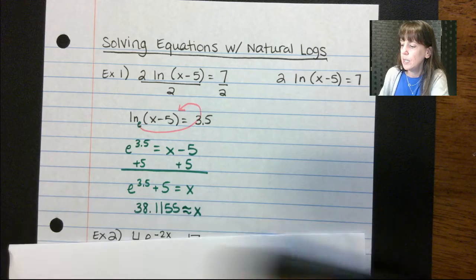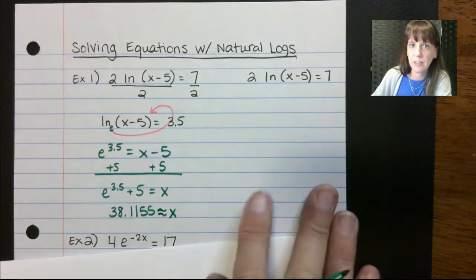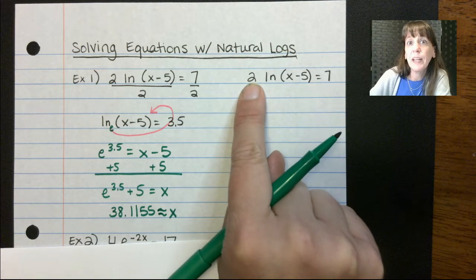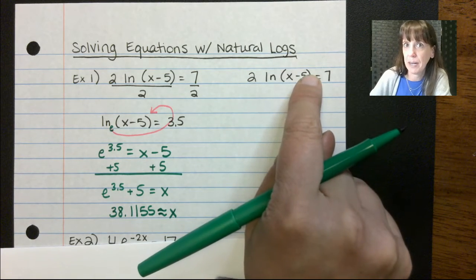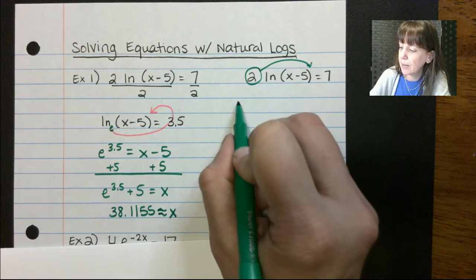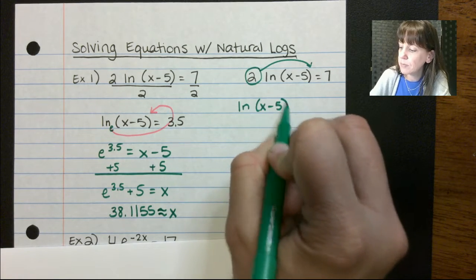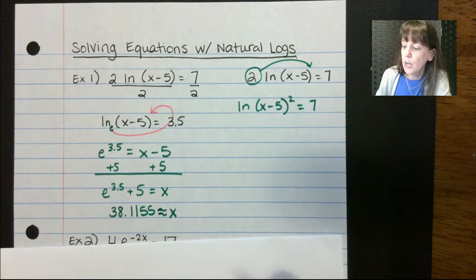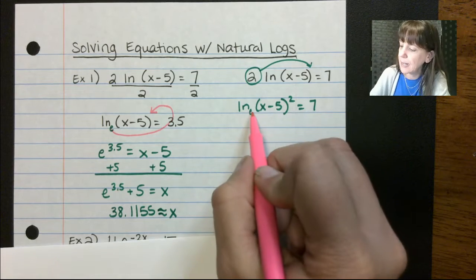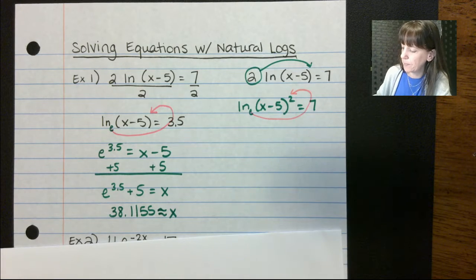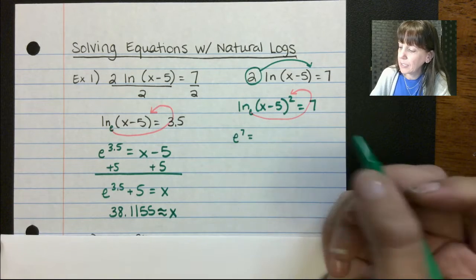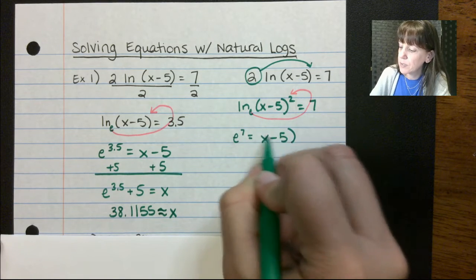Okay, so now the other method. I wrote this twice because I wanted to show you, remember your rule: if it's multiplying in the front, it's the same as booting it to the back and making it an exponent. So if we take this 2 and boot it to the back here, we would have natural log of x minus 5, squared, equals 7. Again, let's put an e here, and we're going to use our little scorpion or our snail to say e to the 7th power equals x minus 5 squared.